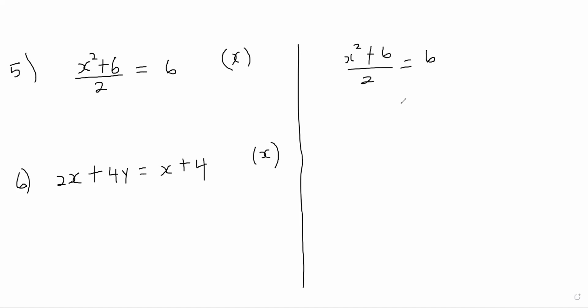Again, we need to calculate the denominator first before we can carry over the 6. There are three things we need to carry over: the 2, the 6 and the square. So we carry over the denominator first, which is the 2. Right? So we have x squared plus 6 on this side.